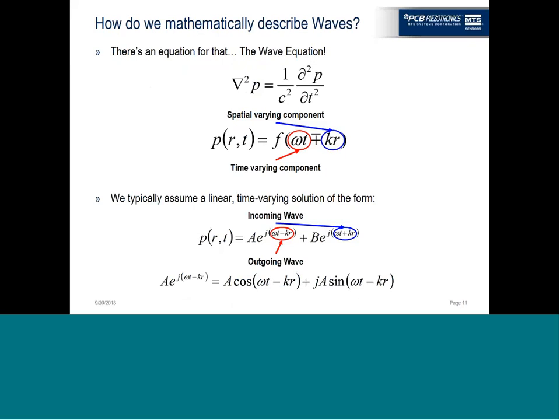So this is where the math comes in. There's an equation for waves, and it's specifically called the wave equation. It's a second-order differential equation in time and space.